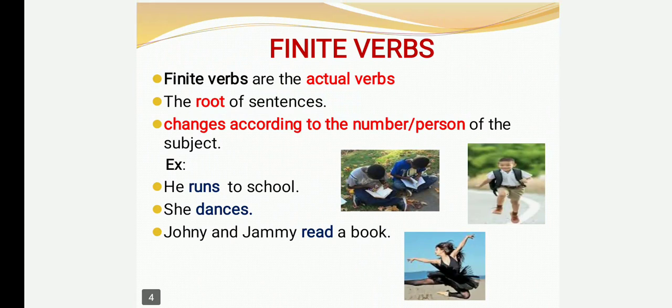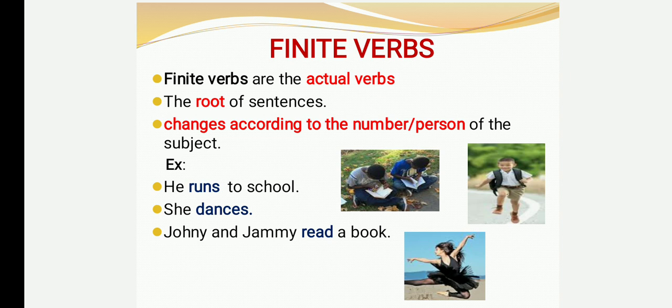What is a finite verb? The finite verb is the word which represents the action, the actual verb we are using in a sentence. We call this finite verb a root verb. We use these kinds of verbs in tenses. As per the number of the subject, the verb changes its form, like writes, wrote, is writing, have been writing. Those kinds of verbs come under finite verb.